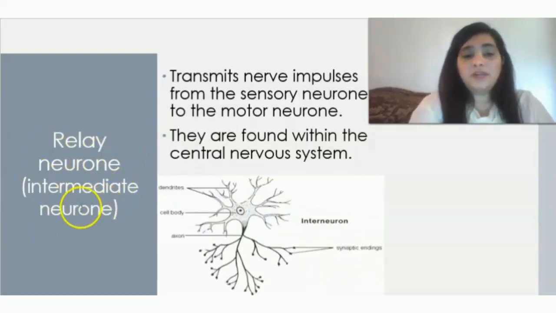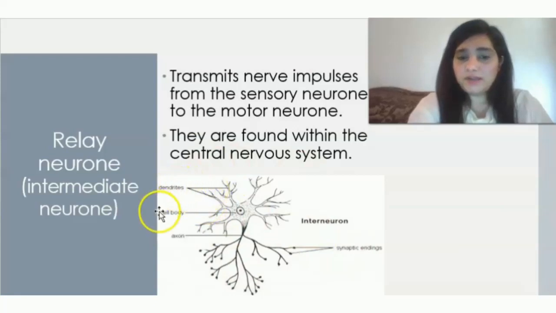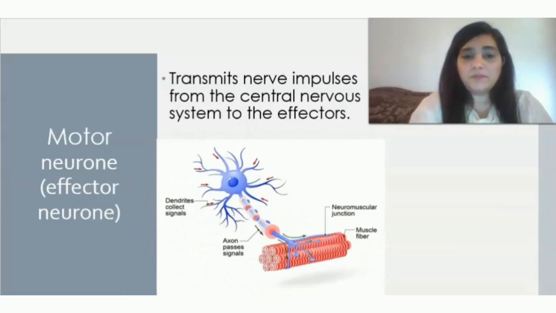Relay neuron or intermediate neuron. They transmit nerve impulses from the sensory neuron to the motor neuron. They are found within the central nervous system. So here is a diagram of an interneuron. It contains dendrites, cell body, axon and synaptic endings.